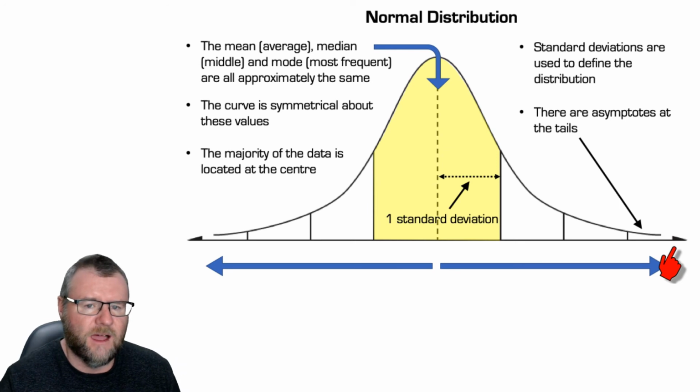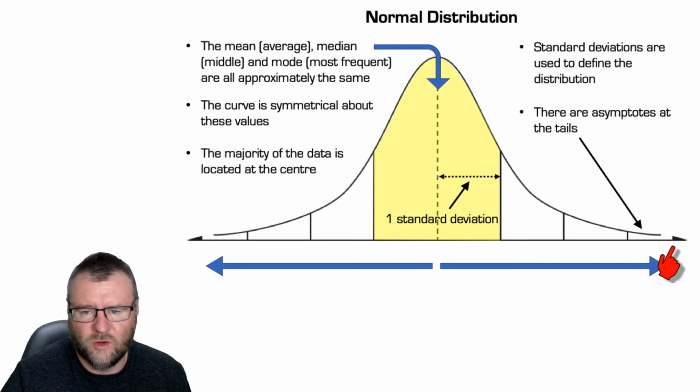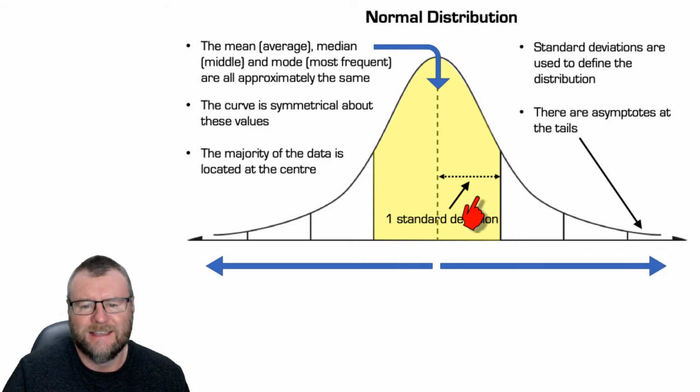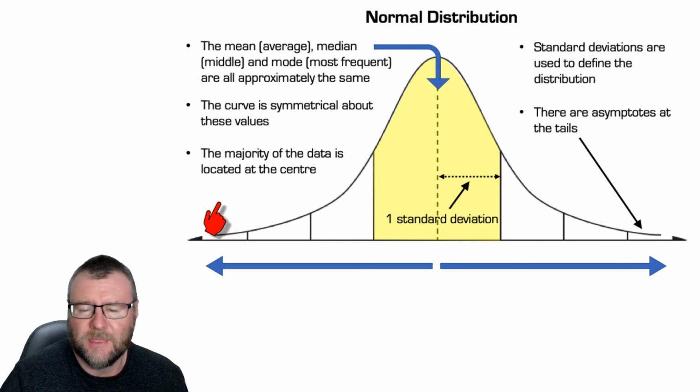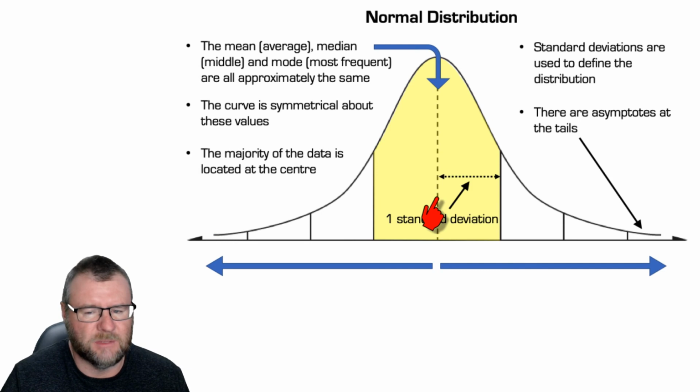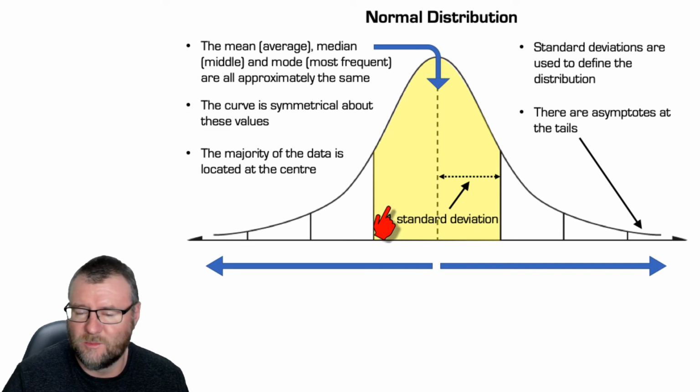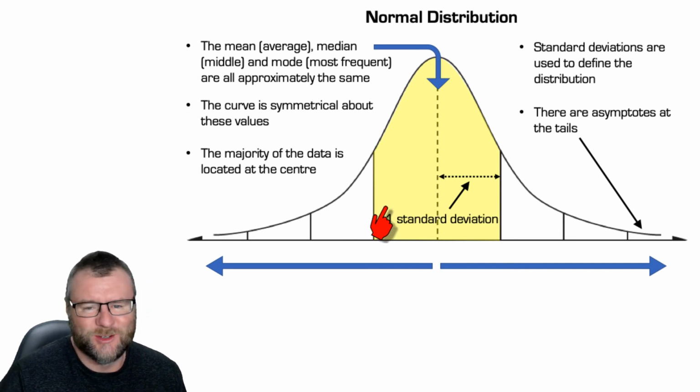So those are the 5 key features of a normal distribution of data. These 3 are probably your most important ones here, and particularly this idea about being symmetrical with most of the data in the middle. So that is your intro to the normal distribution.